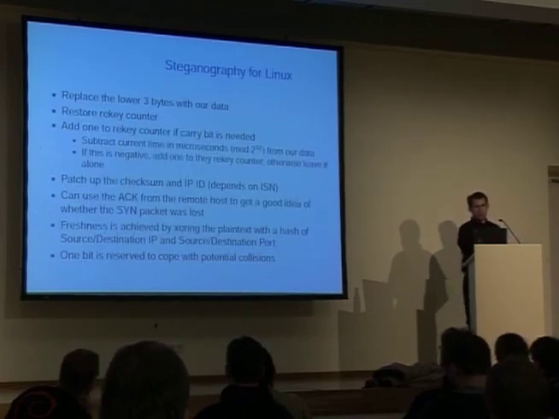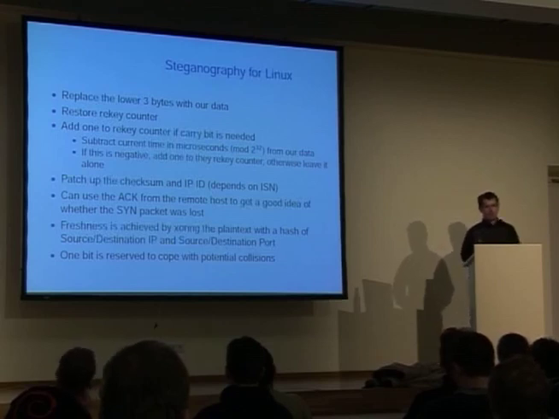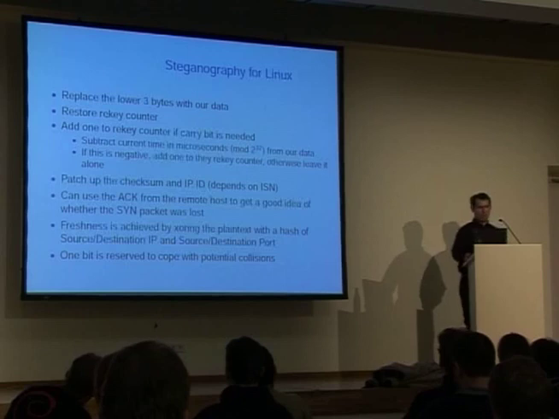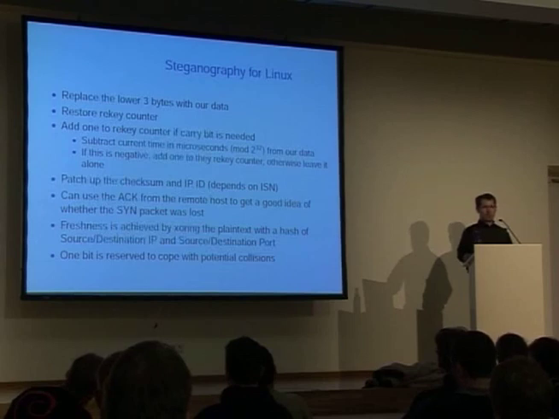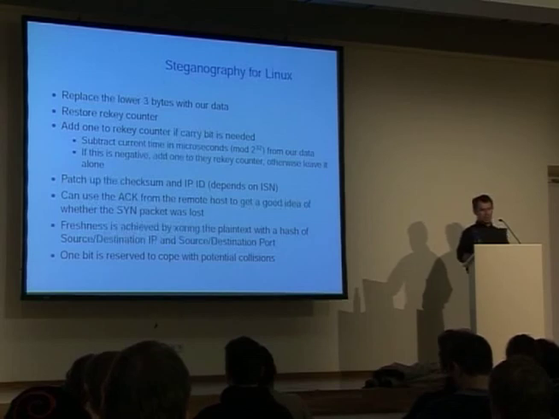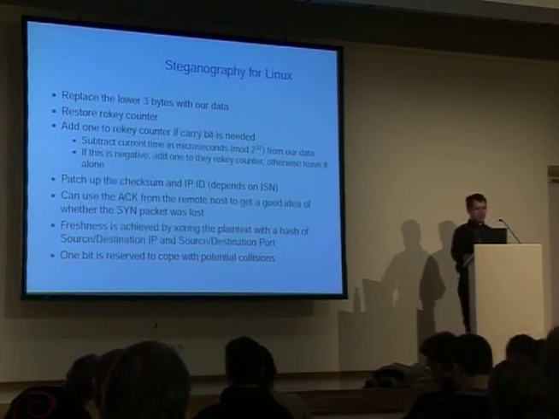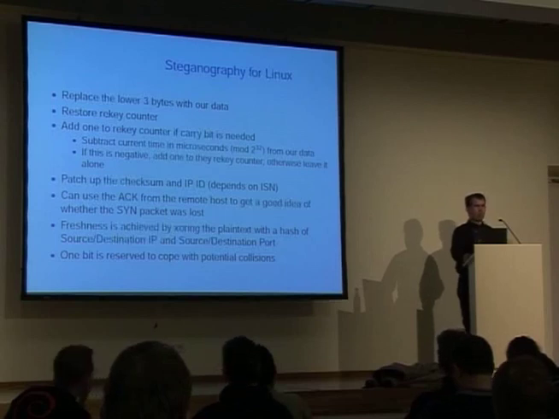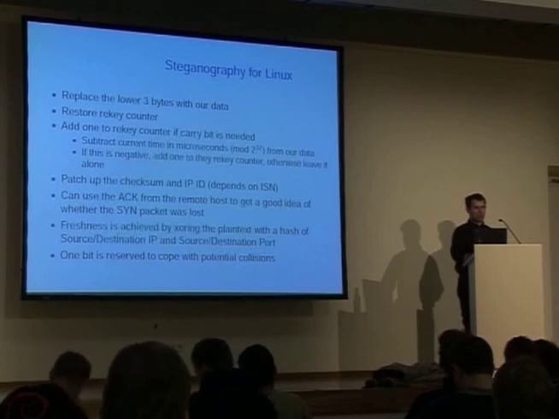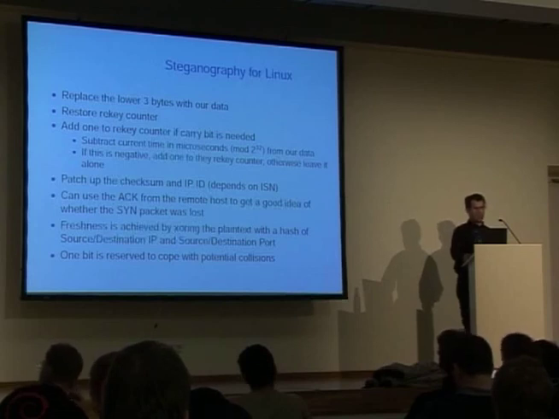In order to do good steganography for Linux, you have to emulate as closely as possible the way real initial sequence numbers are generated. The difference is you want to be able to get the information back out, whereas Linux is designed for the exact opposite. The way I propose to do this is you take the lower 3 bytes of the initial sequence number and replace that with your data. If you remember, that comes from MD4, so it is hopefully unpredictable. You can't do anything about the top byte. That's where the rekey counter has to be, so you put that there.